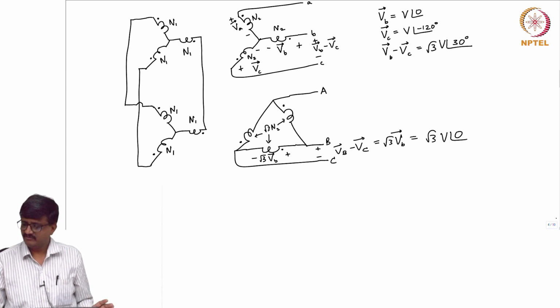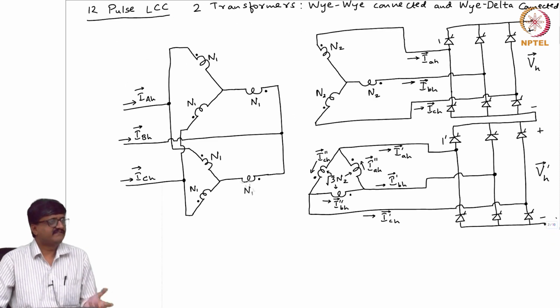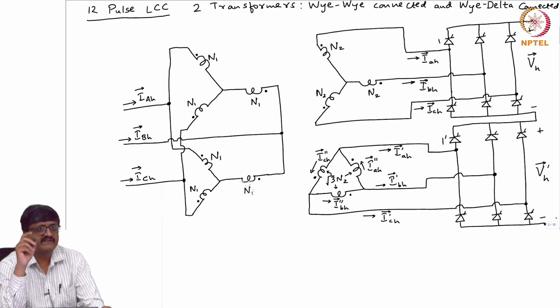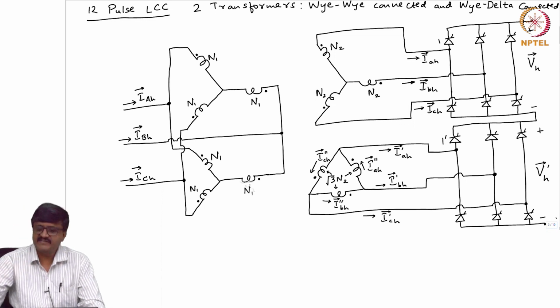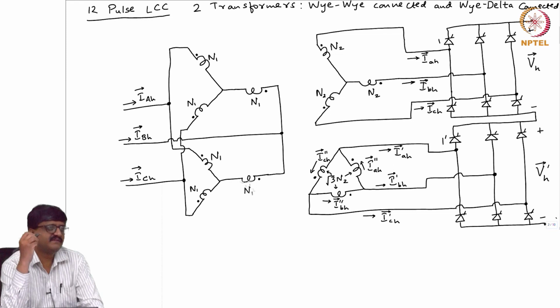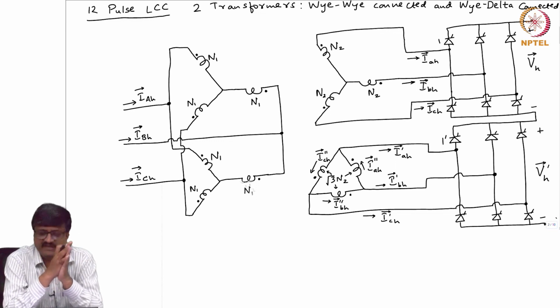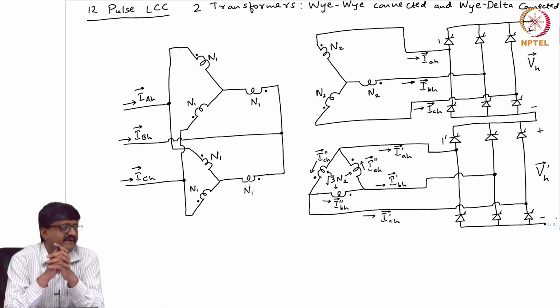Clear? So, if I go back to this circuit, now again I will ask the same question. If gate pulses are given to valve 1 at some instant, gate pulses to valve 1 prime. My intention is to operate the two 6 pulse LCCs identically. So, same identical operation is expected from the two 6 pulse LCCs. Then at what instant should I give the gate pulse to valve 1 prime with respect to the instant of giving gate pulse to valve 1?